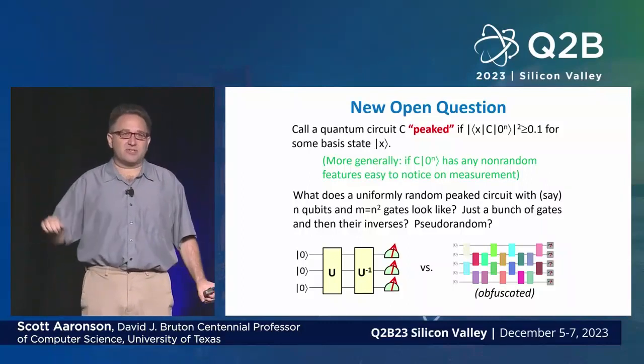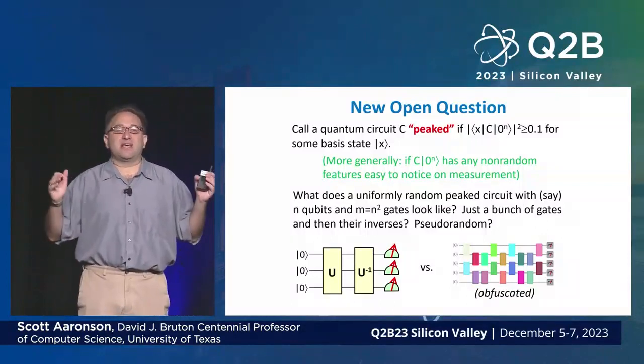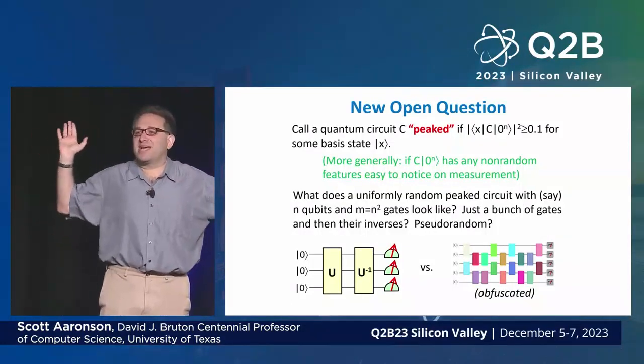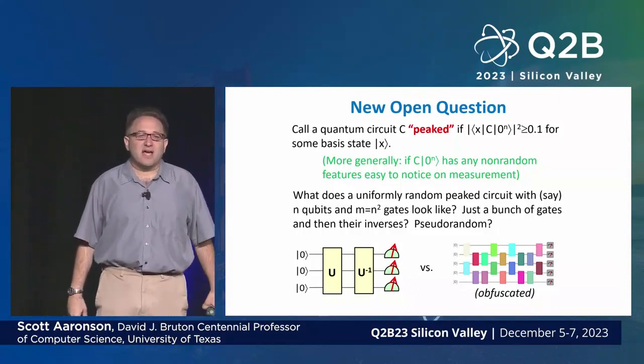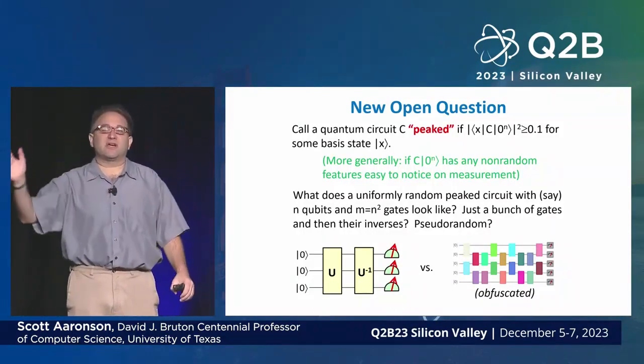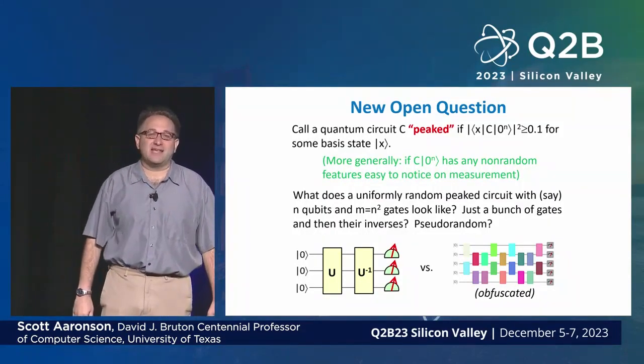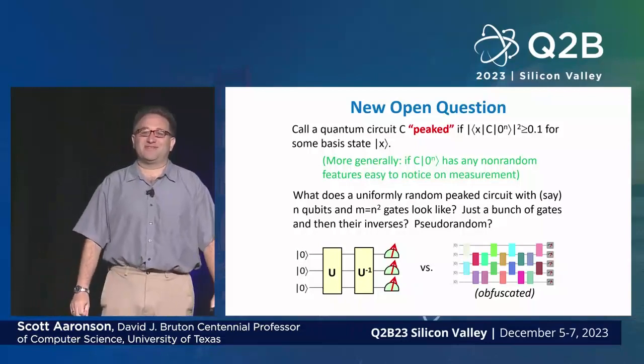Now my question is, what does a random peaked quantum circuit look like with, let's say, n qubits and n squared gates or something like that? You can imagine two extreme possibilities. One is that such a circuit would be essentially trivial. It might consist of a whole bunch of gates followed by the inverses of those gates, right?